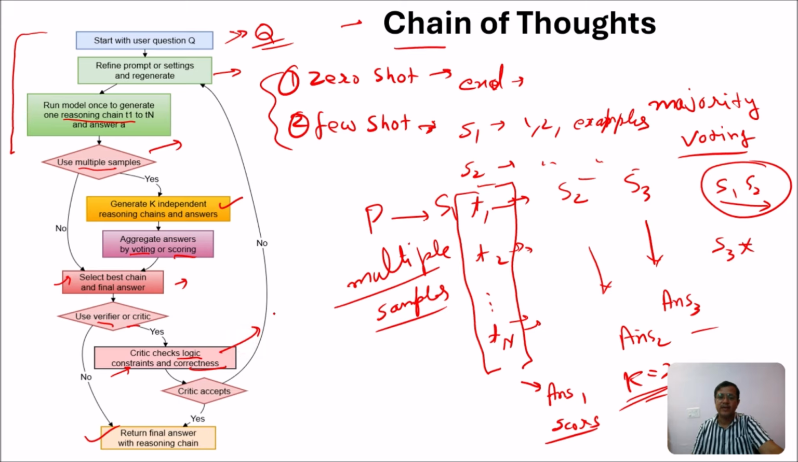For this we can use a separate LLM or we can use the same LLM. It is based on your choice. If the critic accepts, meaning all the checks are passed, then we say that okay, this is your answer. If it is not passed, then it will go back into the loop, and we will repeat the entire process again. So this is the process.